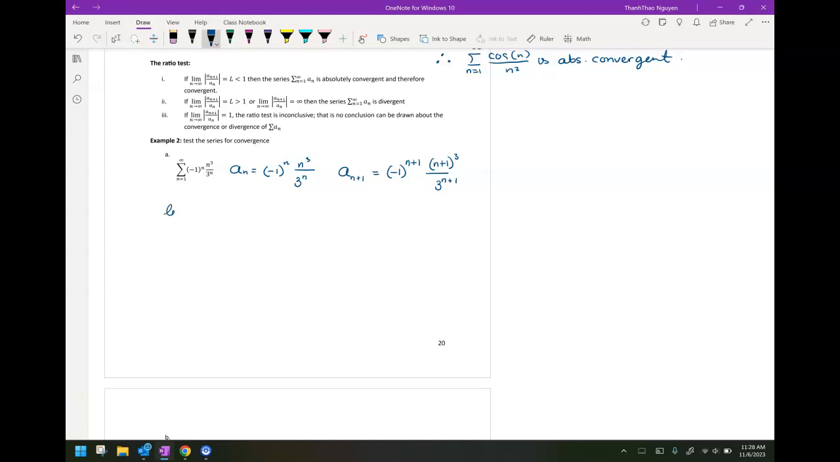So let's take a look at the limit. The limit as n approaches infinity of the absolute value of a sub n plus 1 divided by a sub n. When we take the absolute value, the negative term goes away. So I will just take a look at the positive term, n plus 1 to the third divided by 3 to the n plus 1, divided by a sub n. Well, divide and multiply with the reciprocal. I'll go ahead and simplify this.